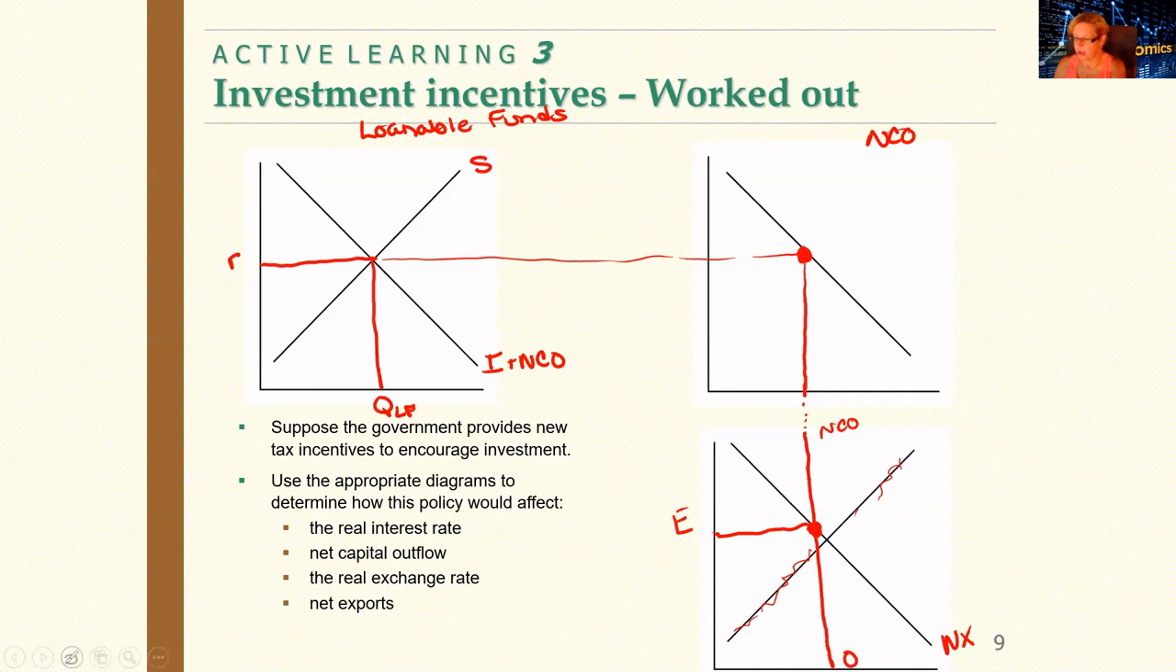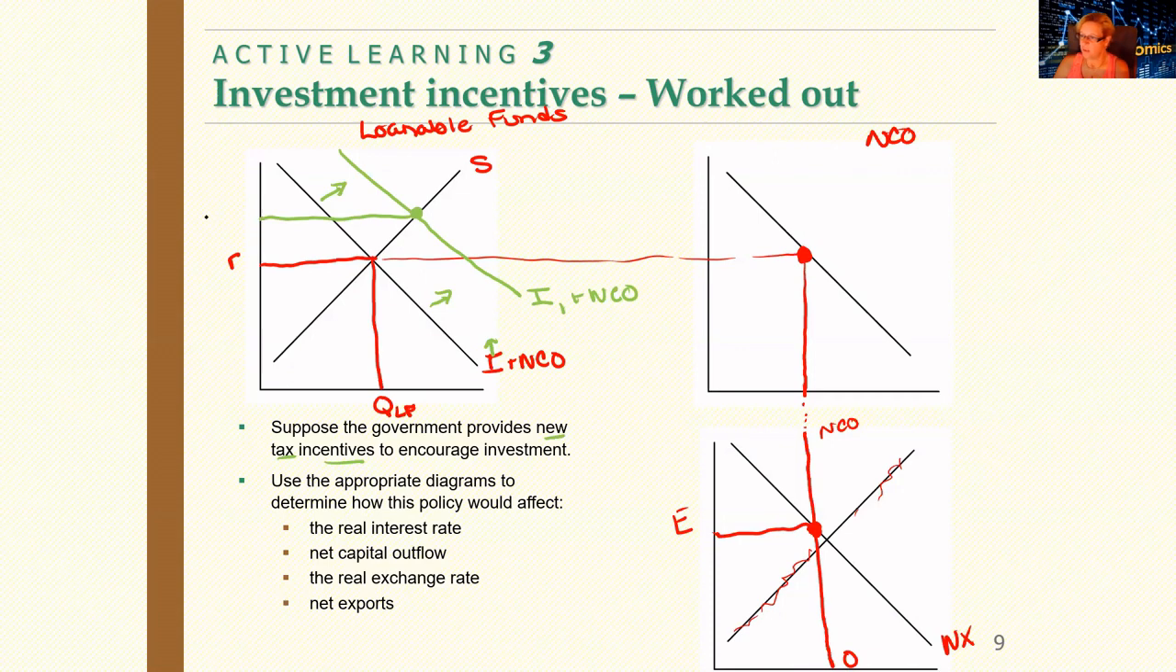Okay, so now let's go ahead and take the problem. I'll do that in green. Okay, suppose the government provides new tax incentives. So incentives, remember, way back chapter 27, I believe, we're going to go ahead and increase the domestic investment. When we do that, we're going to shift this curve outward and to the right. Okay, and this will be I1 plus NCO.